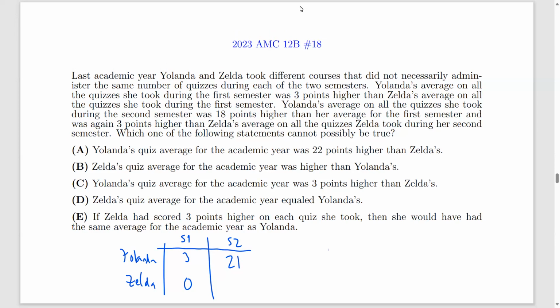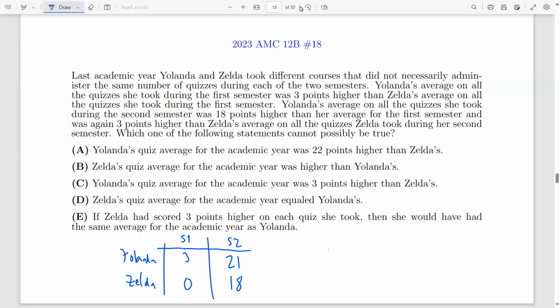Finally, looking at the last condition, we're given that Yolanda's average was also, again, 3 points higher than Zelda's average on the quizzes Zelda took during her second semester. This means that Zelda averaged 18 points during semester 2.